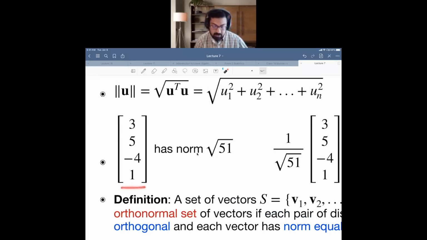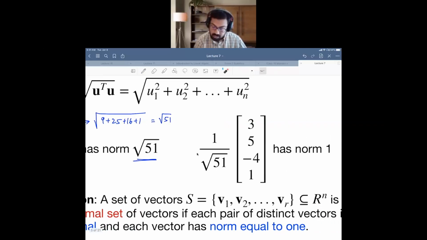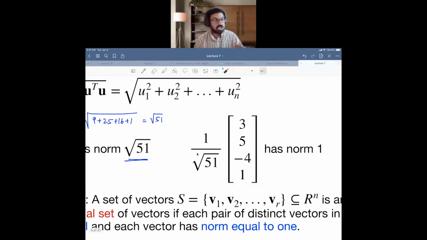Here we have a vector that belongs to R to the 4 Euclidean space. If you find the norm of this vector, it's going to be the square root of 9 plus 25 plus 16 plus 1. That's the distance from the origin to that vector, and that will give you square root of 51. So the norm of this vector is square root of 51. And if you divide each element, 3, 5, negative 4, and 1, by that norm, what you get is a vector that points in the same direction but has unit distance, right, has a norm of 1.